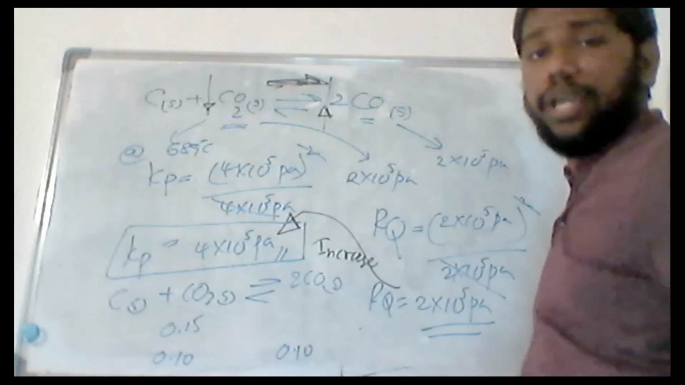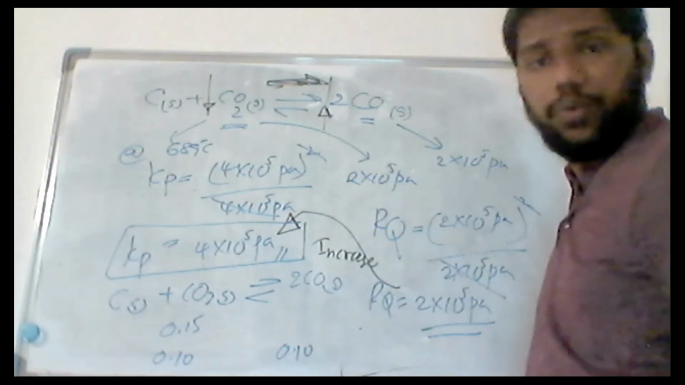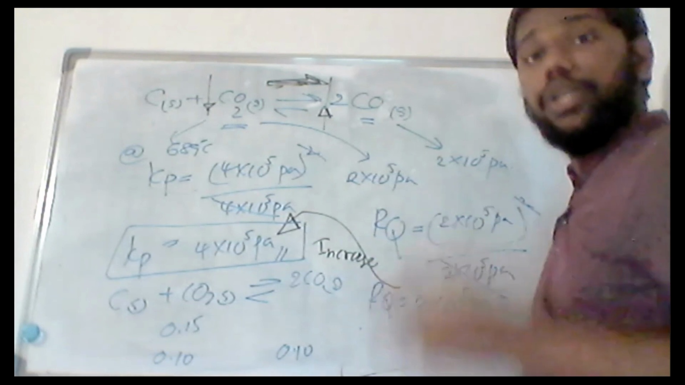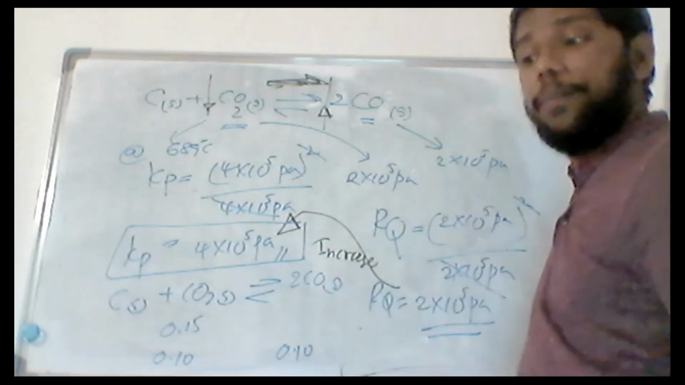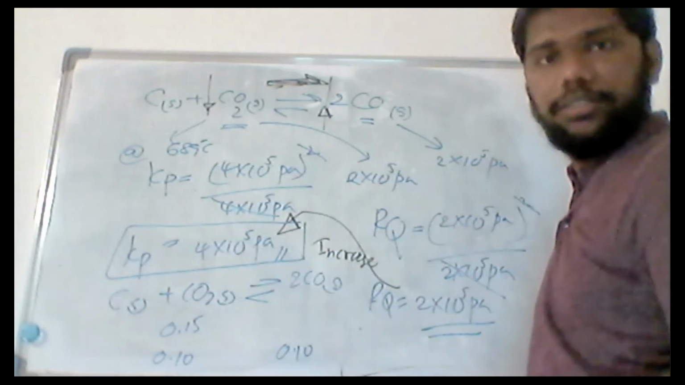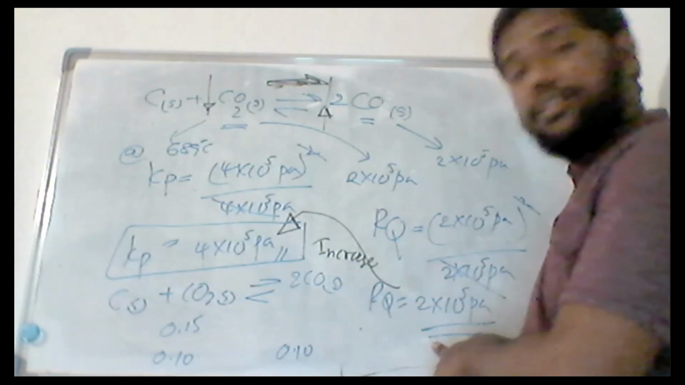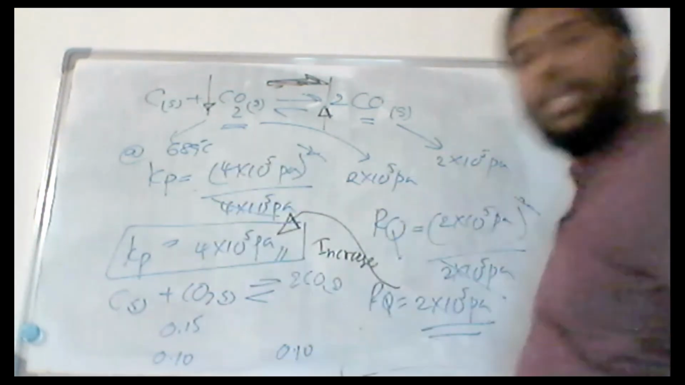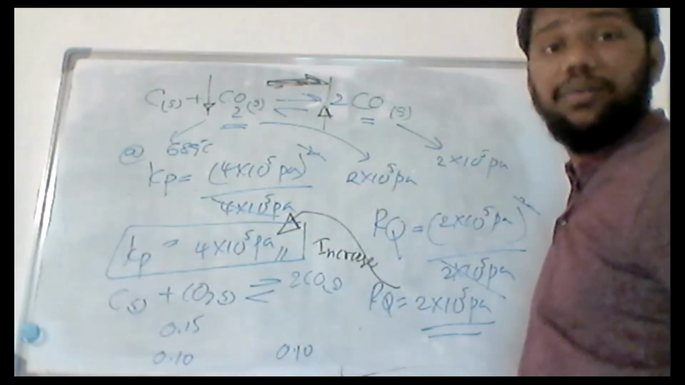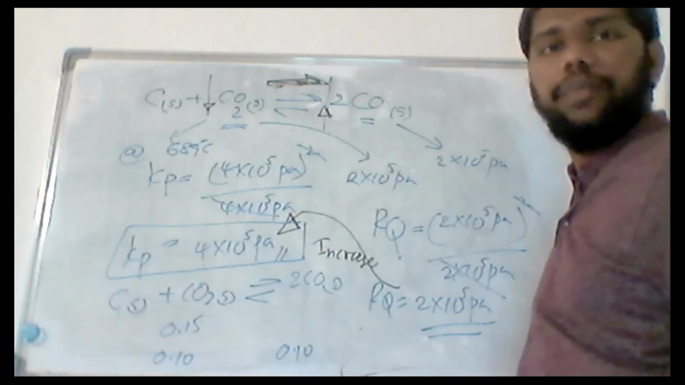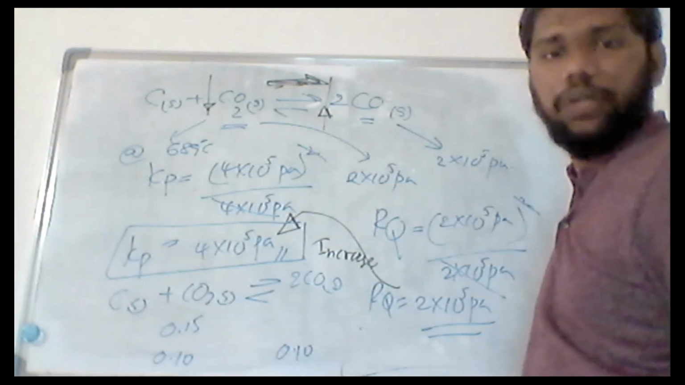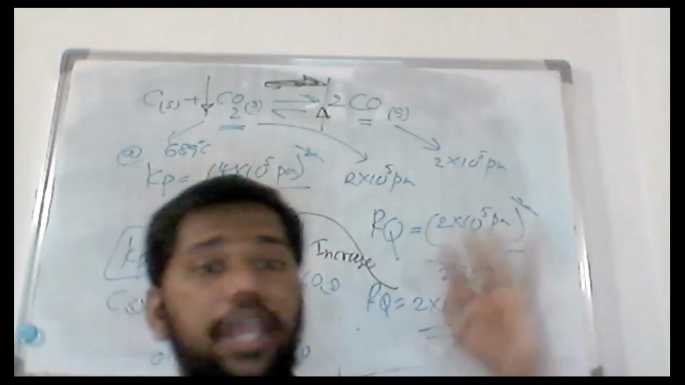Okay. So what you can do here is you can simply find RQ and tell this value is smaller than our Kp. So in order to achieve equilibrium, the Kp should be 4 into 10 to the power 5 at the same temperature. So to change this RQ towards Kp, the equilibrium should shift towards the right hand side, making the pressure of CO2 drop and increasing the pressure of CO. Okay. This is only one method that you can explain.